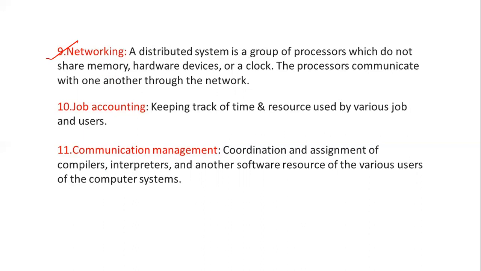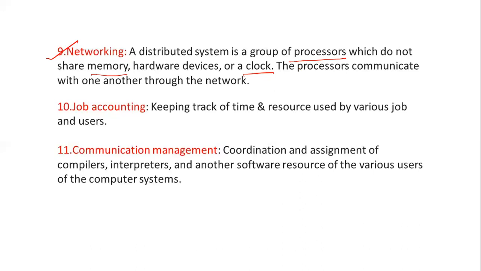A distributed system is a group of processors which do not share memory, hardware devices, or a clock, right or wrong? In a distributed system, each system has its own processor. Since they have their own processor, they do not share memory because they have their own memory and their own hard drives, right? So they can't share the memory. So the processors communicate with one another through the network only.